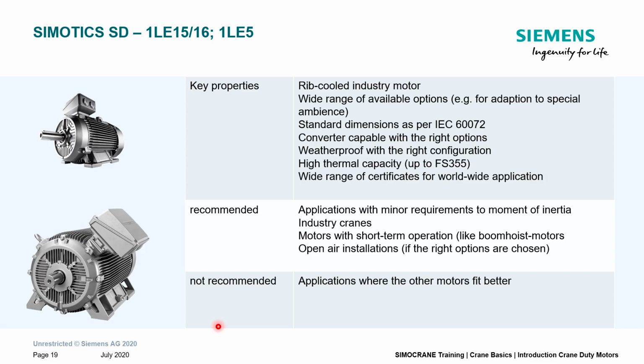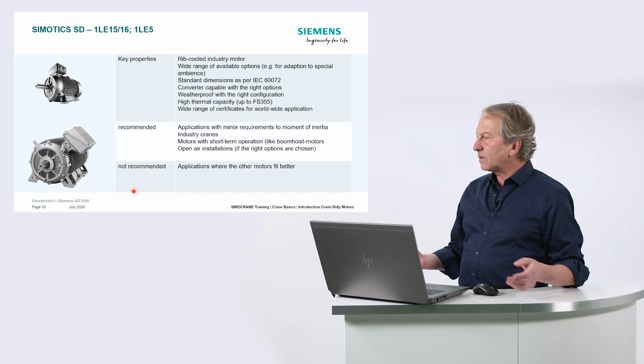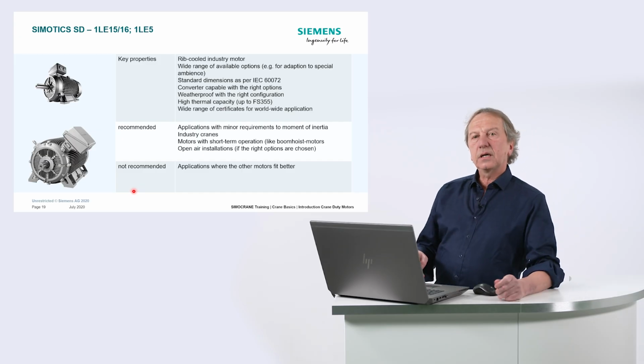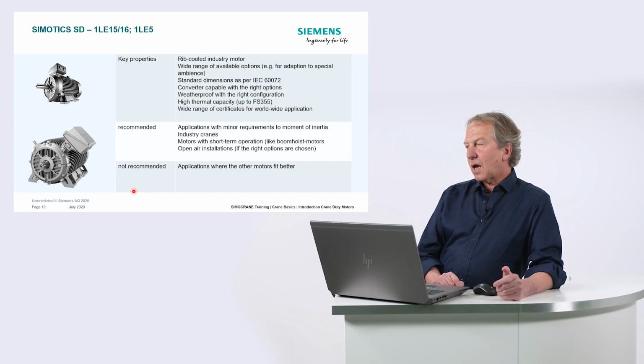Then we have a series, Simotics Severe Duty, for when we have cranes, let's say industrial cranes or cranes in a powerhouse, which are not operated very often, so the energy efficiency is not so relevant. This is a cost-effective motor type for, let's say, in-house installations, also for outdoor installations, but mainly for industry cranes or for some applications in harbor cranes, for example, for a boom hoist.